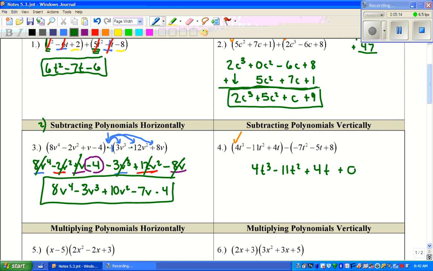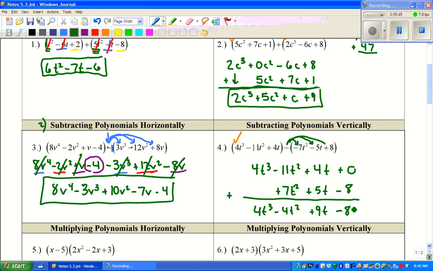All right? Now, what I want to do is make this a plus sign right here. So I'm going to distribute, distribute, and distribute again. So now I know that down here I'm going to end up with a positive 7t squared. I'm going to end up with a positive 5t, and I'm going to end up with a negative 8. All right, and then we do it the same way as we did before. Add those together, positive 9t here. You end up with a minus 4t squared, and you end up with a 4t to the third power. And we've added those.